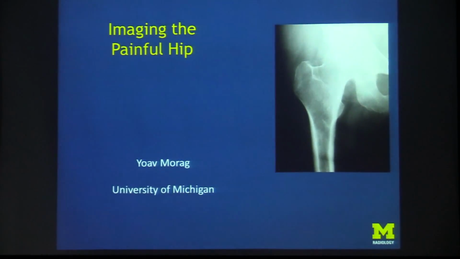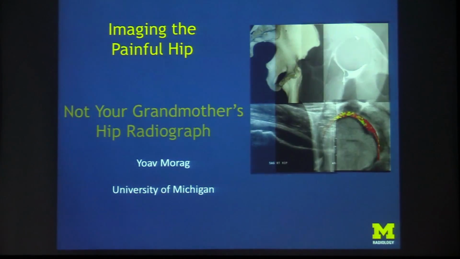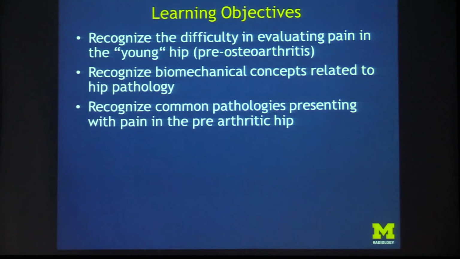Okay, imaging the painful hip, what has changed? In the next 30 minutes or so, we will be discussing the difficulty in evaluating the pre-arthritic hip, that is the hip before the appearance of osteoarthritis. We'll talk about biomechanical concepts as they relate to the pre-arthritic hip, and finally talk about common intra and extra-articular pathologies in the pre-arthritic hip, again before the appearance of osteoarthritis.